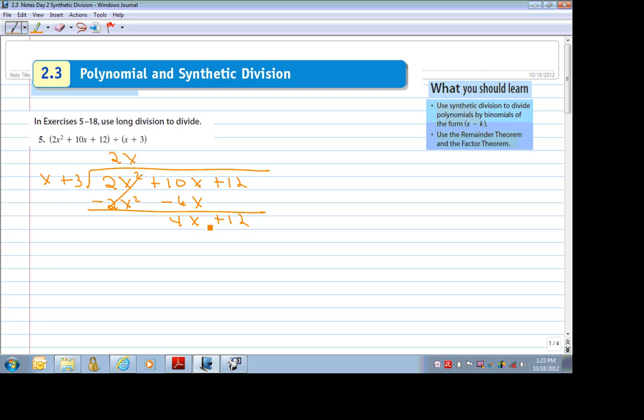x times something gives us 4x. That would be positive 4. 4 times x is 4x. 4 times 3 is 12. Subtract both, and we end up with a remainder of 0. And so that is our long division review. I want to take this exact same problem and show you a shortcut called synthetic division.